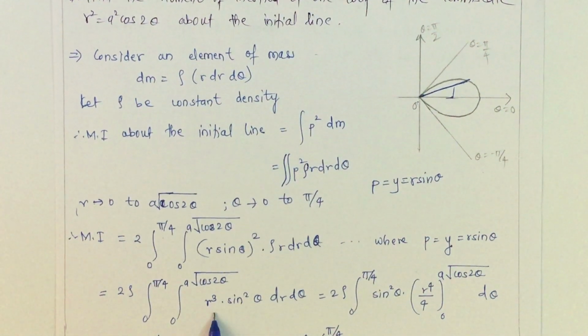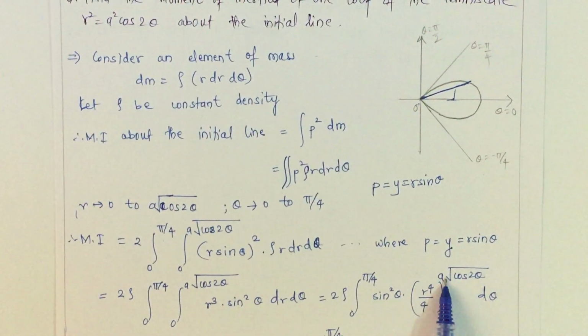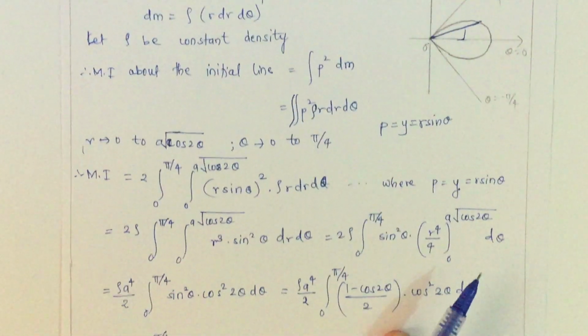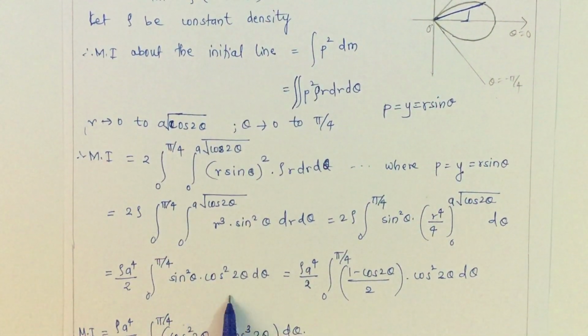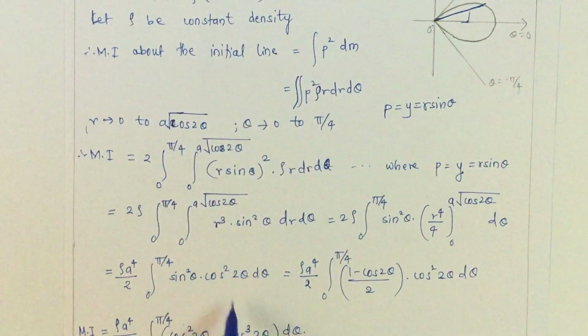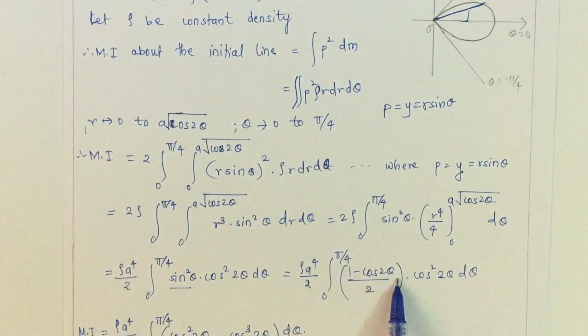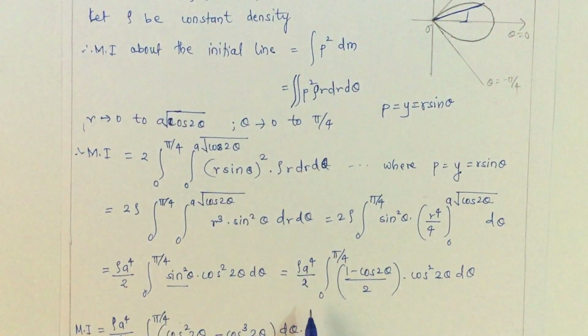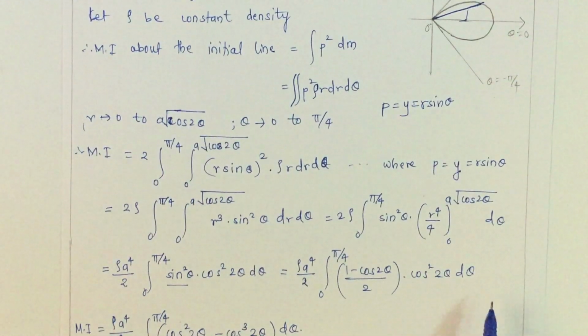So with respect to r, it will be r cube, and the integration of r cube is r to the 4 by 4 within the limit 0 to a root cos 2 theta. Evaluate substituting, here we observe the term as sin square theta into cos square 2 theta, right. So the angle is not the same, so we need to make the angle equal. So we will replace sin square theta as 1 minus cos 2 theta upon 2. So the equation becomes rho a raised to 4 by 2 into integral 0 to pi by 4 of 1 minus cos 2 theta upon 2 into cos square 2 theta.